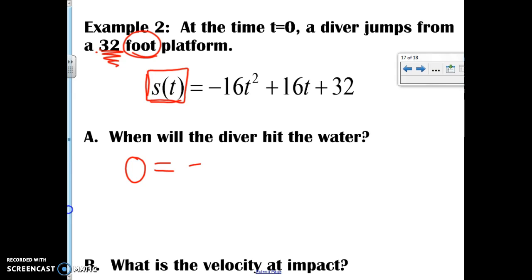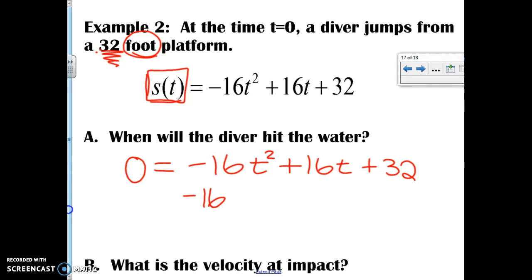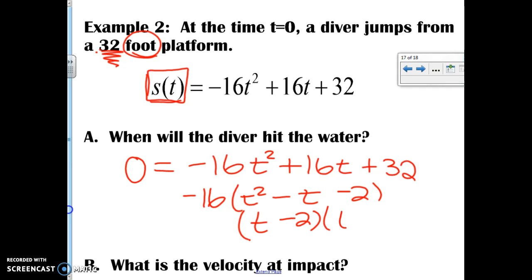So we are just simply trying to solve this. So I can factor out a negative 16, and I'd be at t squared minus t minus 2. That factors to minus 2 and plus 1. And so that means 2 and negative 1. So he was at the water 1 second before he jumped. Yeah, right. That doesn't make sense. Or 2 seconds in. 2 seconds in is when he would do it.